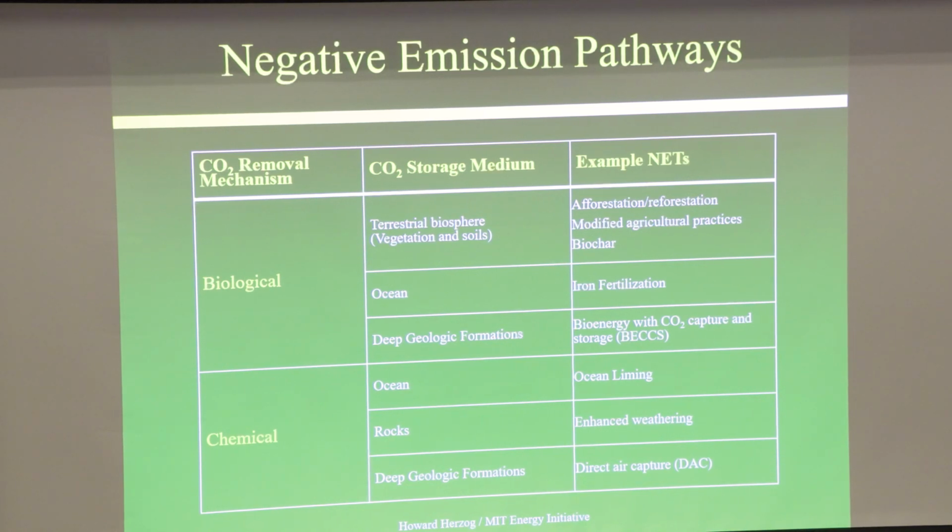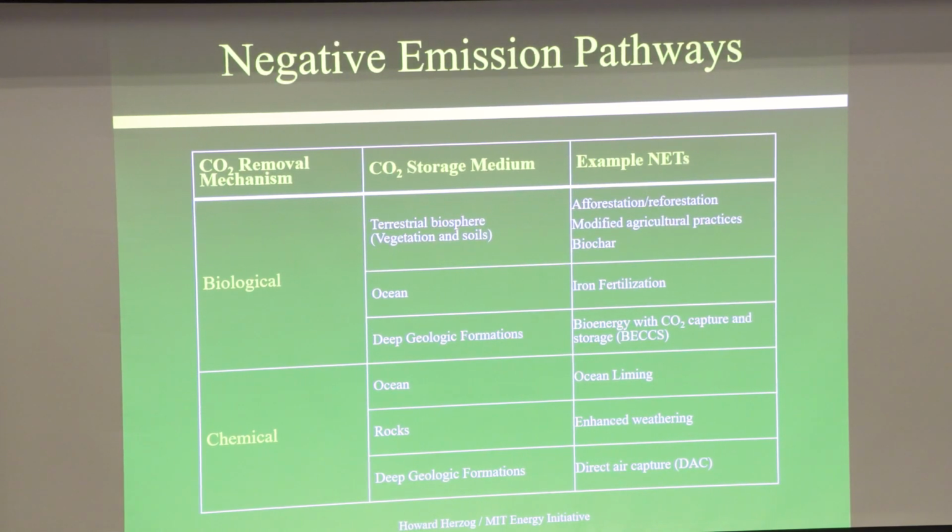Afforestation and reforestation are a big area. Places that have been deforested, we can reforest them and increase the stock of carbon in that land. We can modify agricultural practices, things like no-till agriculture, where when you till the soil, you release carbon, but if you do no-till agriculture, the carbon can build up into the soil.